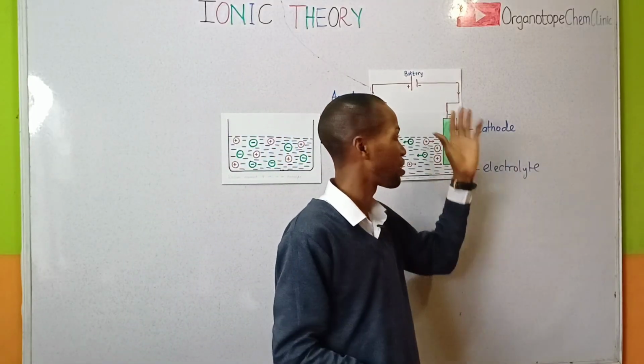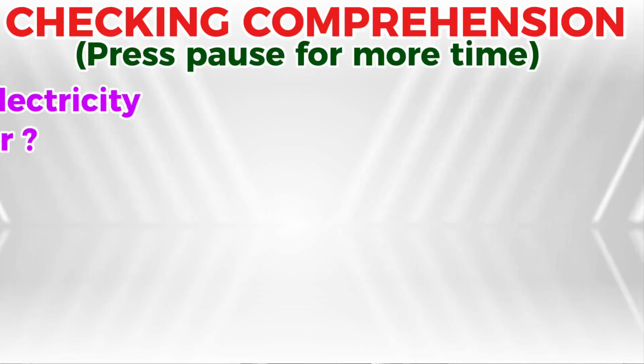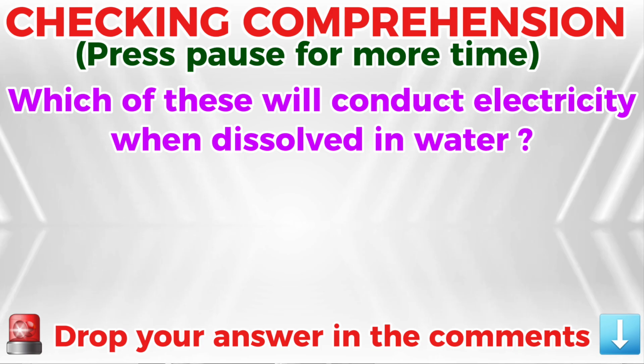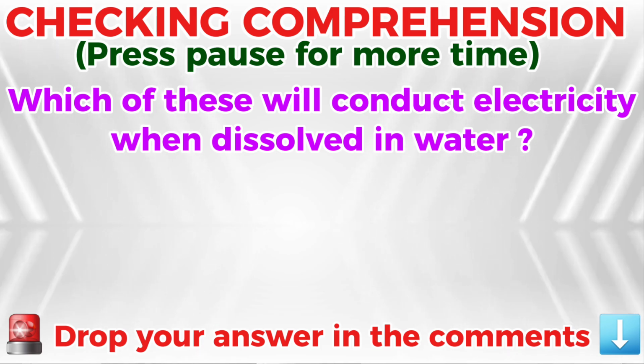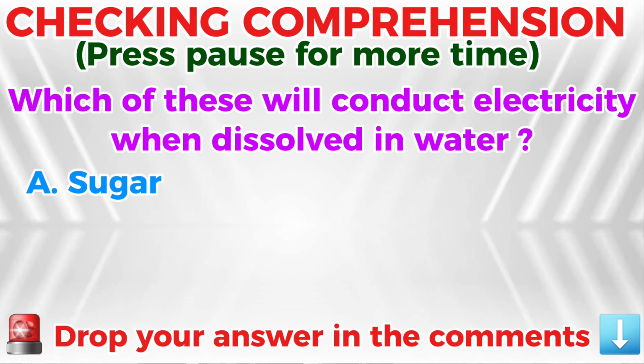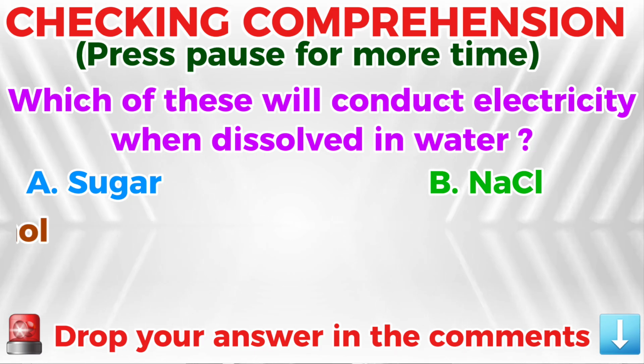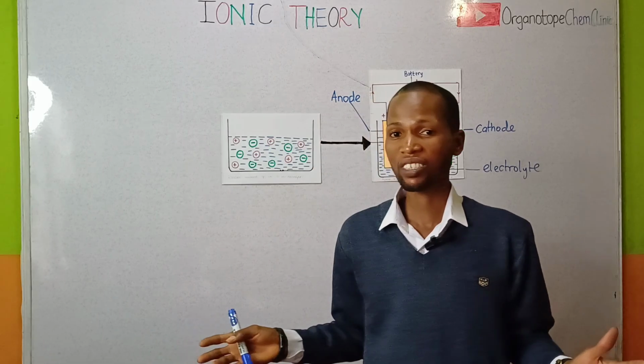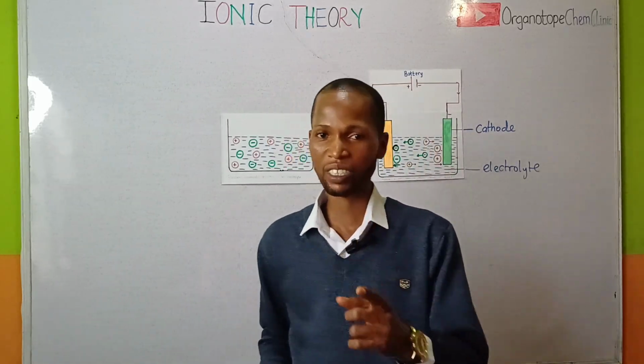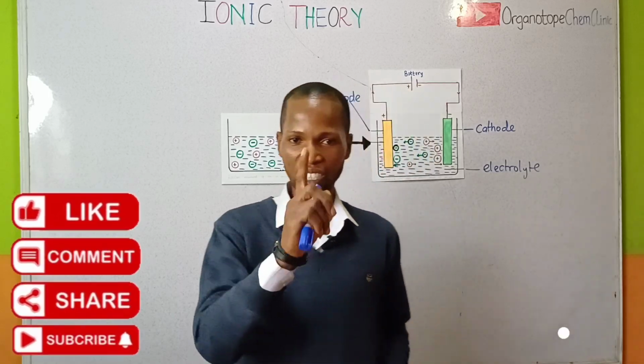Now, can you attempt the quick test right here? Which of these will conduct electricity when dissolved in water? Option A, sugar. B, sodium chloride. C, ethanol. D, urea.